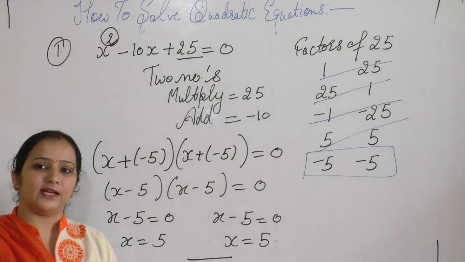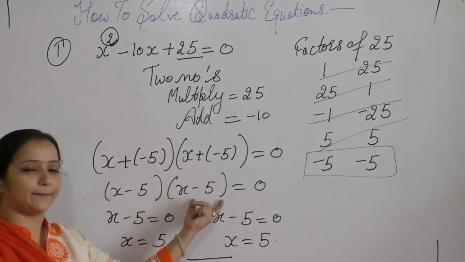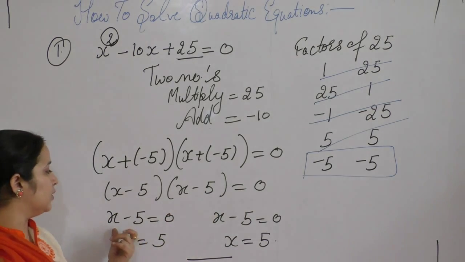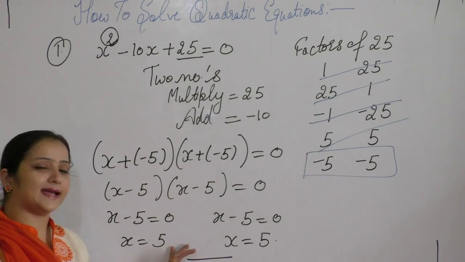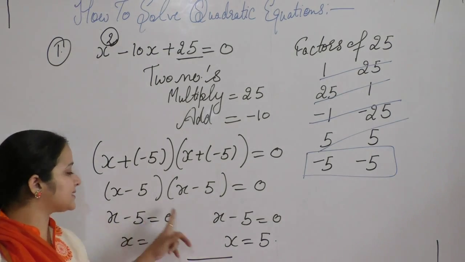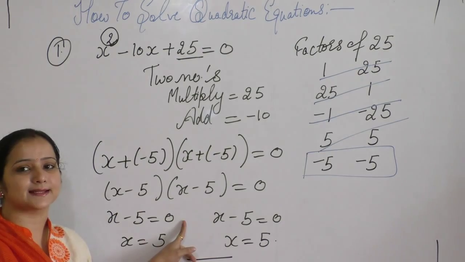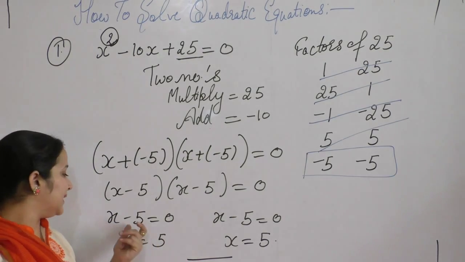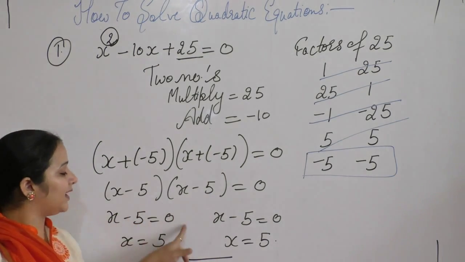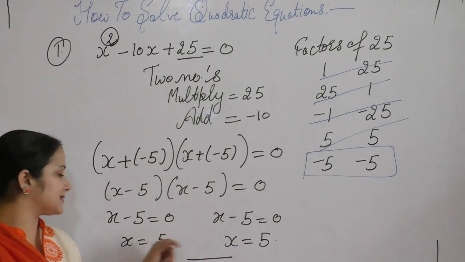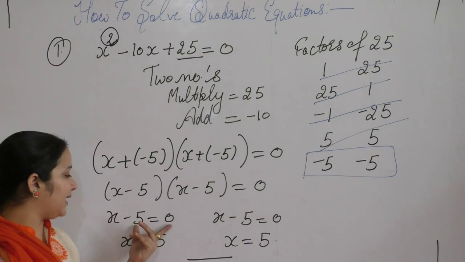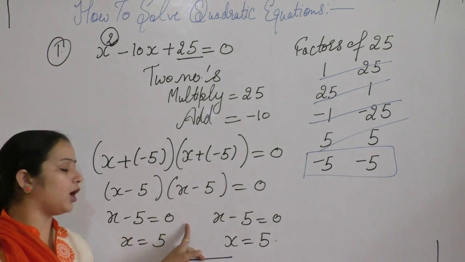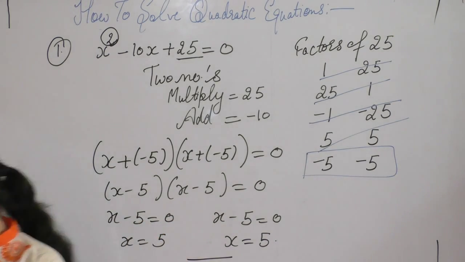To find the value of x, put these factors separately equal to 0. So x minus 5 equals 0, so we get x is equal to 5. When this term goes to the other side, the sign of the term will change. Here it is with a negative sign. When it goes to the right hand side, the sign changes to plus 5. Or we can say that we have added 5 on both sides. Note it down.